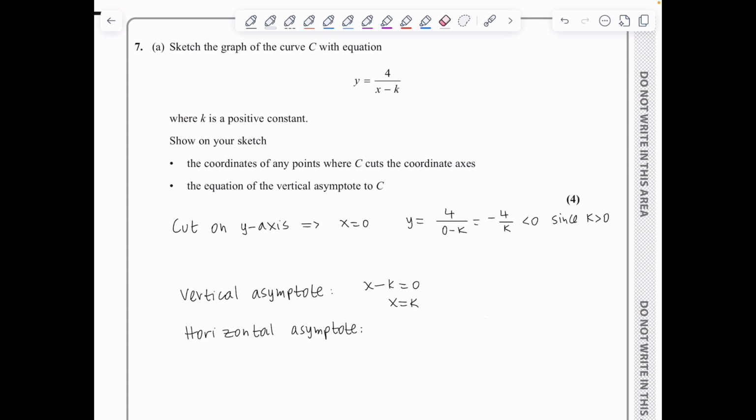So to find the equation of the horizontal asymptote, we consider the behavior of y as x tends to infinity. As x grows larger and larger, we've got 4 over infinity, so this is pretty much 0. So as x goes to infinity, y tends to 0. And therefore we conclude that the equation of the horizontal asymptote is simply y is equal to 0.